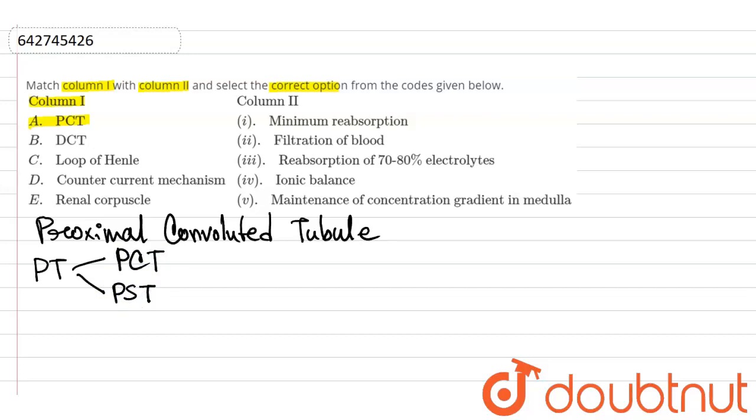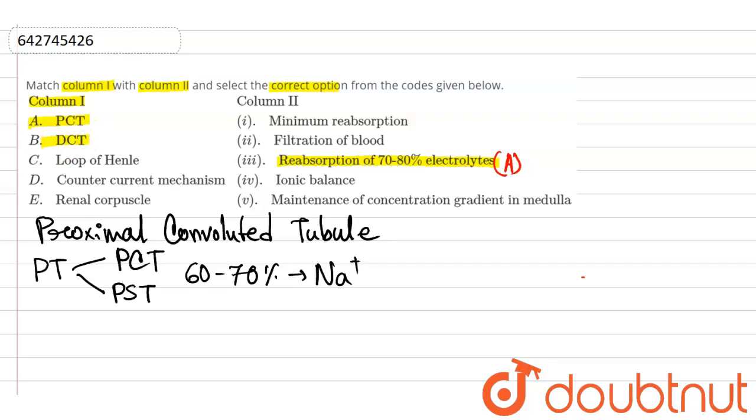The fluid in the filtrate entering the proximal convoluted tubule is reabsorbed into the peritubular capillaries, and about 60 to 70% of the sodium load is reabsorbed in the proximal tubule through active transport, solvent drag, and paracellular electrodiffusion. So for proximal convoluted tubule, the correct option will be reabsorption of 70 to 80% electrolytes. This is option A. Now the DCT.